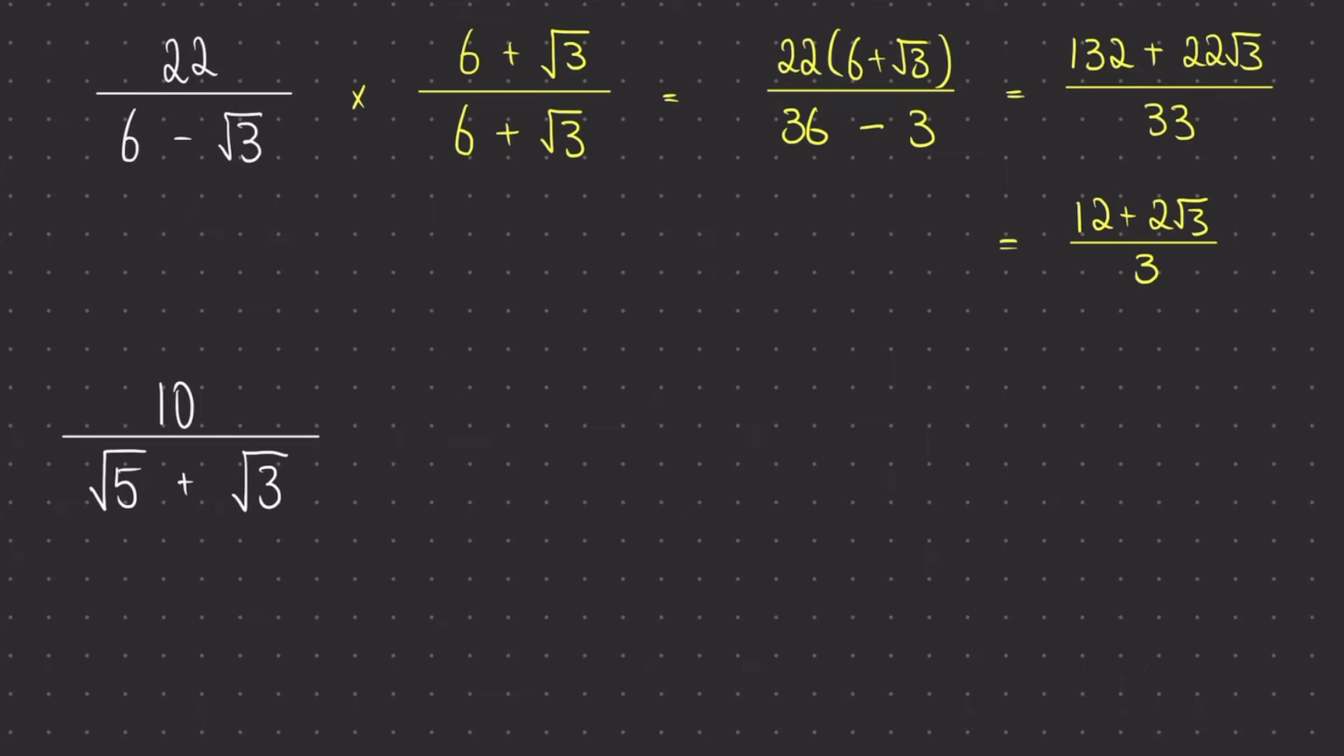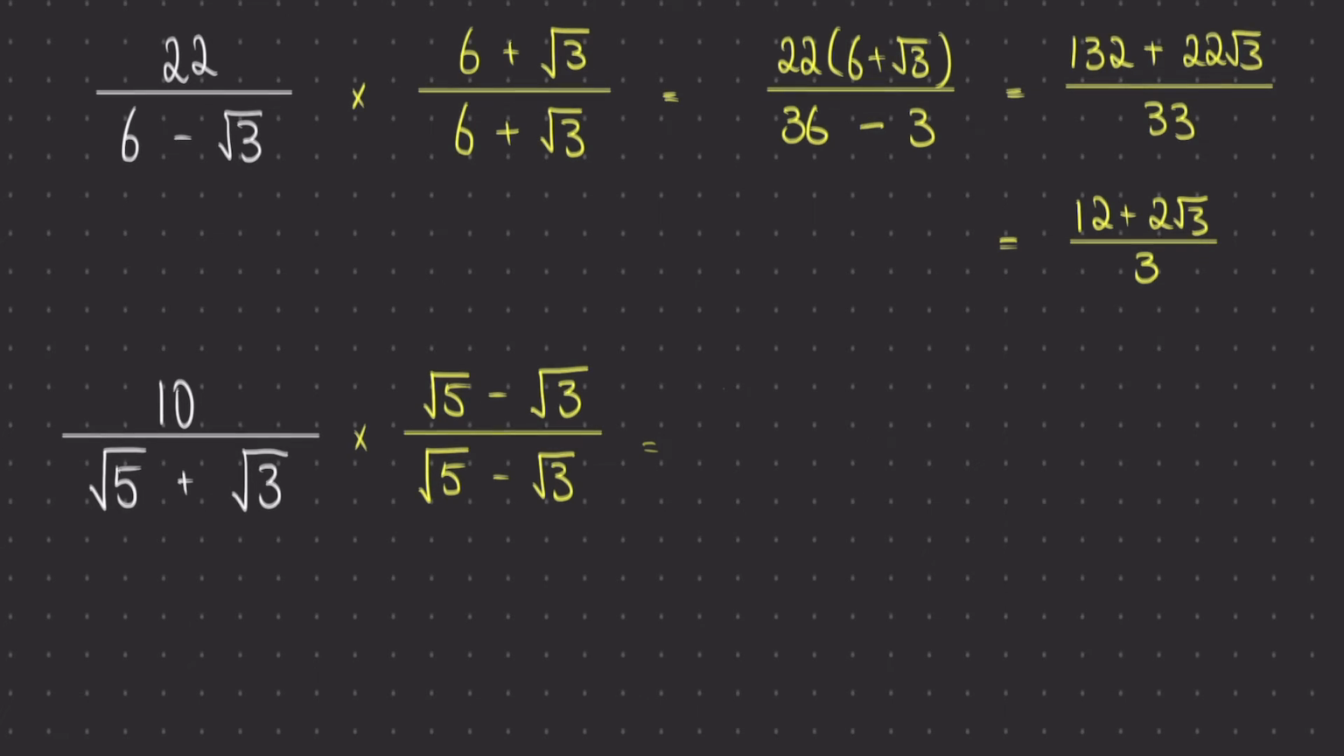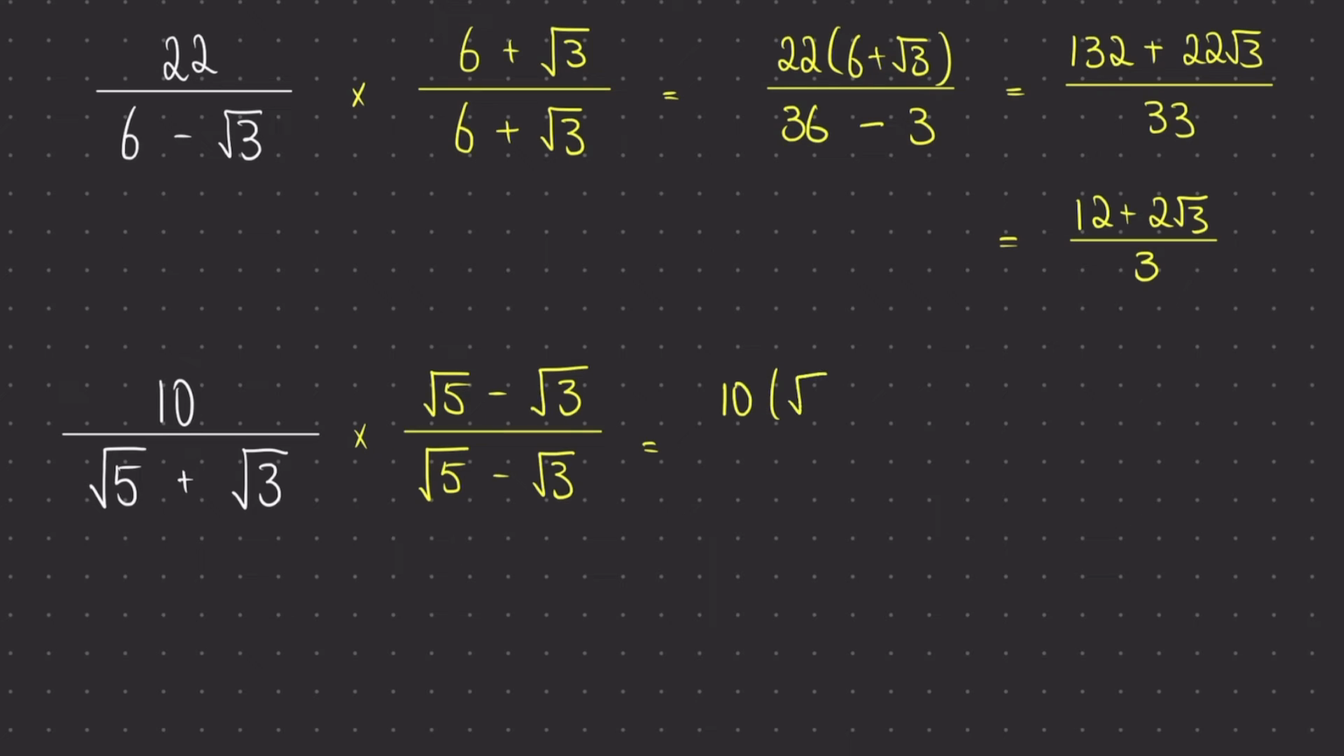For this second example, we can see that the base has two surds. However, the same ideas apply. We can just change the sign in between those surds and write that as the denominator of our new fraction. So we will have root 5 minus root 3. Of course, the numerator must be the same as the denominator. On the top line, I will then have 10 brackets root 5 minus root 3.